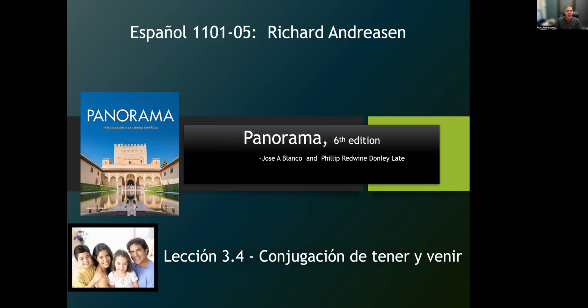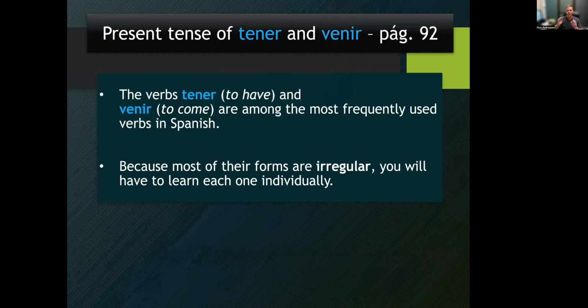Hoy vamos a hablar de dos verbos irregulares. We're going to talk about two more irregular verbs that are definitely among the most common verbs in Spanish. Get these two, it will explode your potential for speaking Spanish and having a bigger vocabulary. So let's take a look at the verbos tener and venir. Again, among the most frequently used verbs in Spanish.